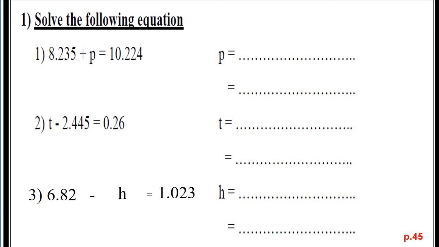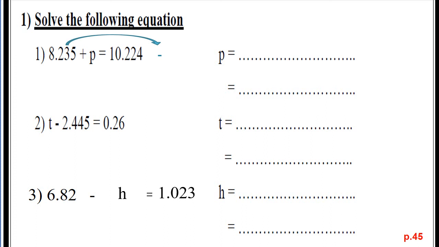Here we have 8.235 plus p equals 10.224. How to use the steps here? First, we need the p, the variable, to be inside here. And we will take all the numbers to the other side. So I will take 8.235 to the other side using the inverse operation.